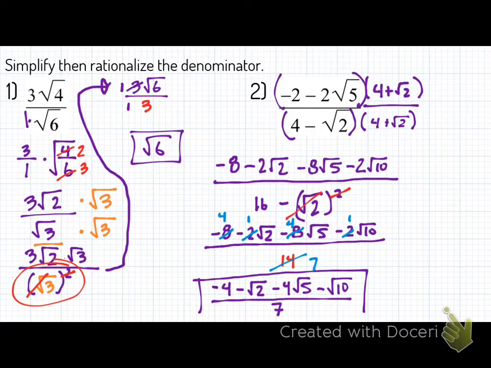All right, so big number 2, right? That's the hardest kind of problem you'll deal with, so I want you to know that. All right, so this is rationalizing the denominator.